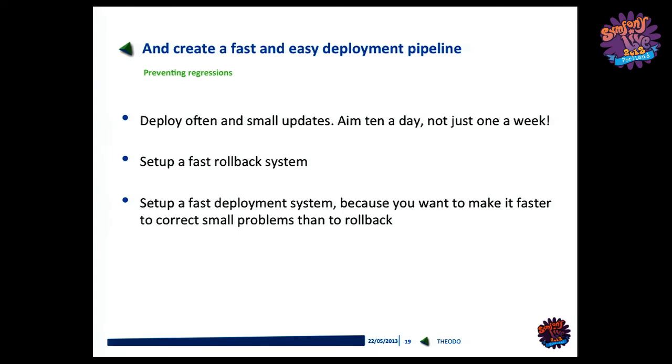And you need to make a pipeline that enables you to deploy 10 times a day. That's what you should aim for, not something that enables you to deploy once a week. And it needs to be really fast, because one of the cases you can have is you deploy a bug, and you see right away the solution, and it would be really sad not to just deploy the solution, and instead to have to roll back, correct, and redeploy. So if the deployment system is fast enough, you can just deploy the correction directly.